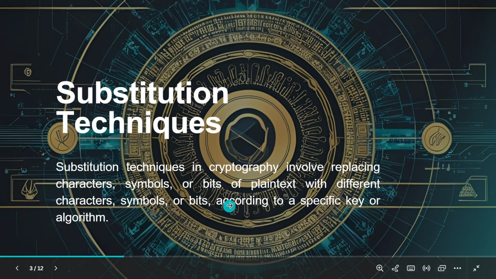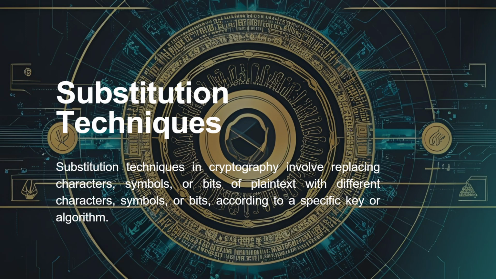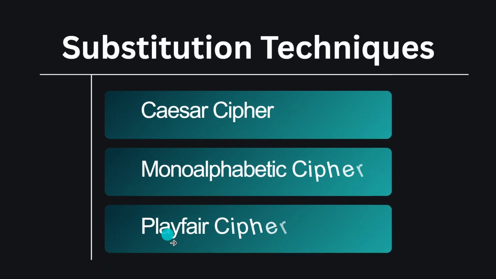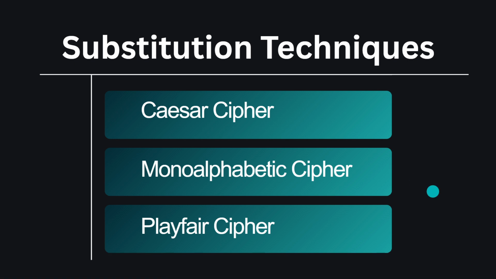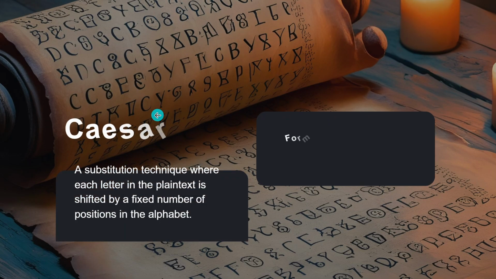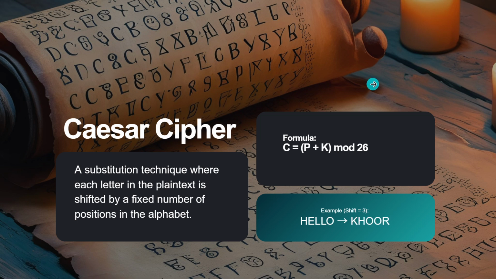Substitution in cryptography means replacing each character, symbol, or bit of the plain text with another one. It's like writing a message in a code where each letter gets replaced based on a fixed rule or key. Example, imagine every A becomes a D, every B becomes E, and so on. That's substitution in action. So these are the three mostly used types of substitution: Caesar cipher, monoalphabetic cipher, and Playfair cipher. So very first is Caesar cipher.